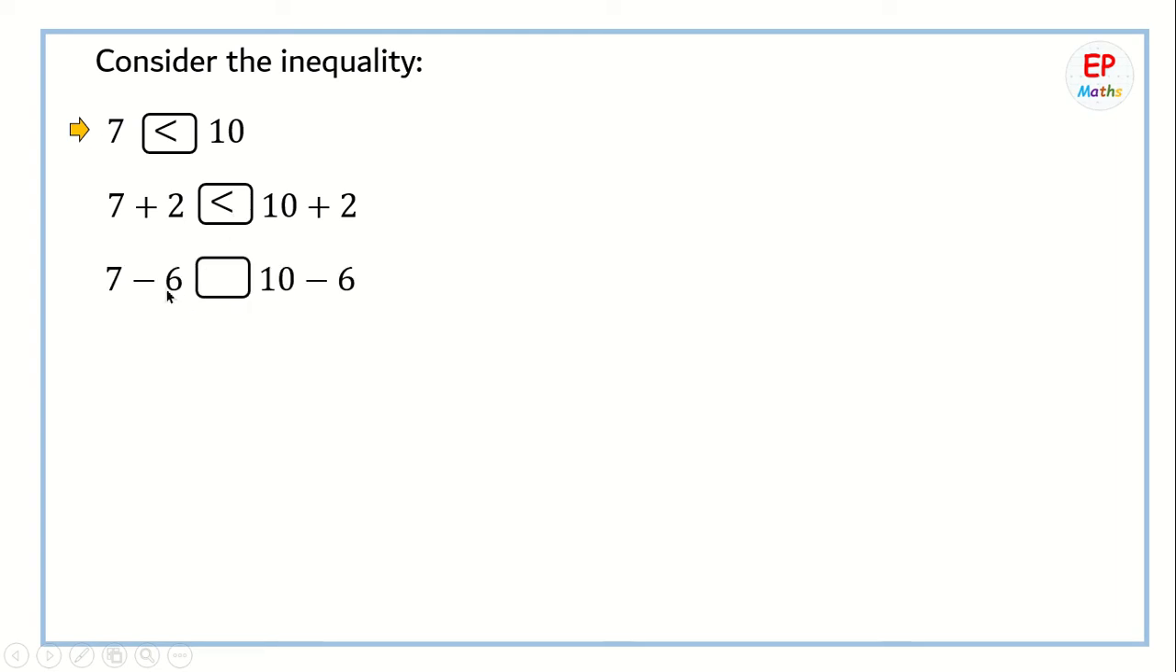Look, when we subtract the same number on both sides of the inequality, let's say minus 6 and minus 6. This side we will have 7 minus 6 to have 1, and this side we get 10 minus 6 to get 4. You still see that 1 is less than 4. So still the sign of inequality has not reversed.